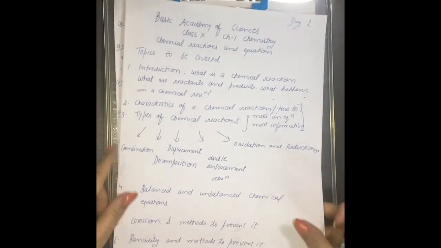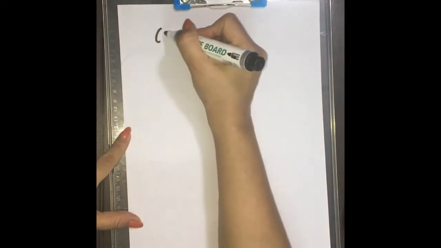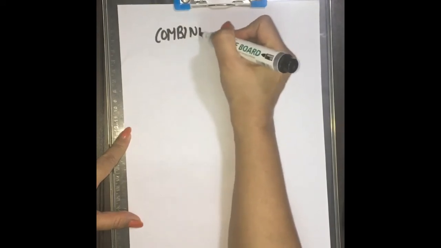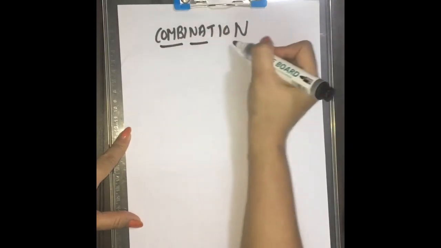Now the next topic that we will start today is types of chemical reaction. Again a very good topic, a very important one. The very first reaction that we will discuss today is combination reaction.